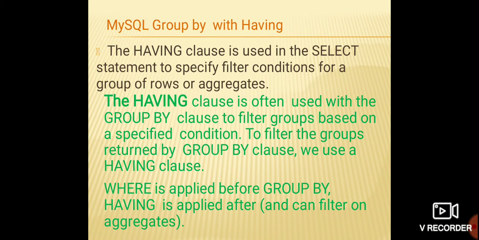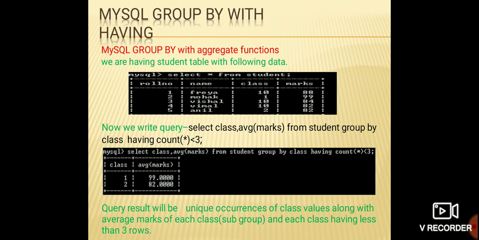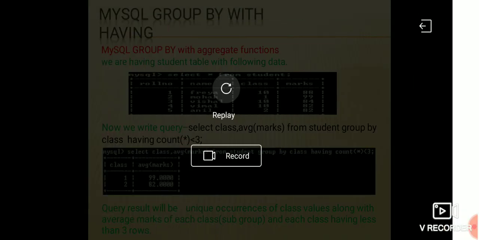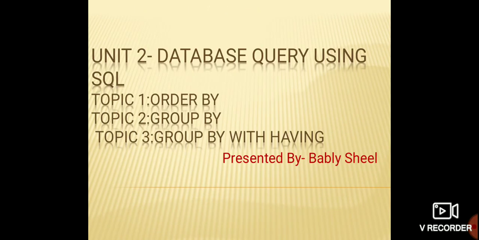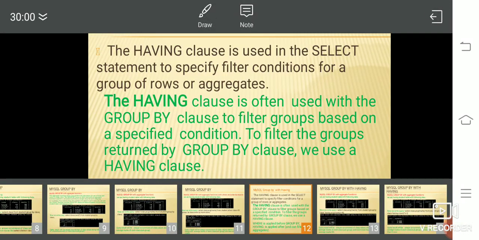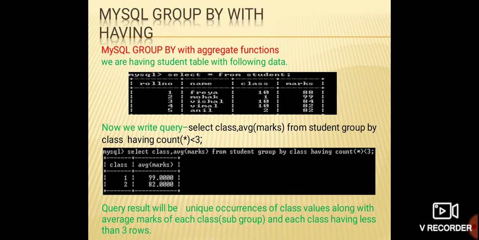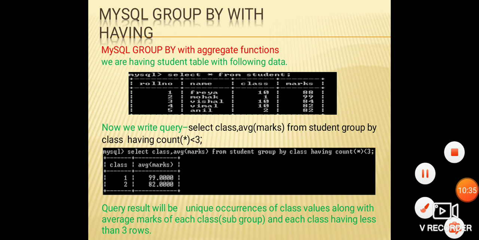So where is applied before group by, and having is applied after the group by clause. This is the basic difference between these two. You can see the example of this too, like MySQL group by with aggregate function.